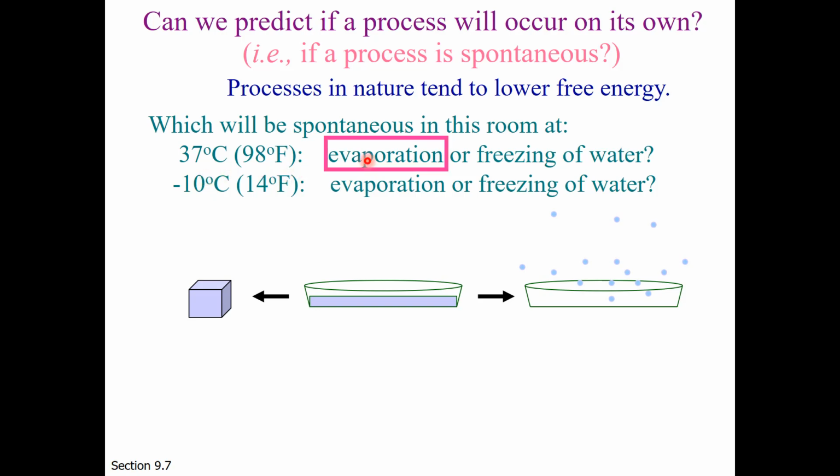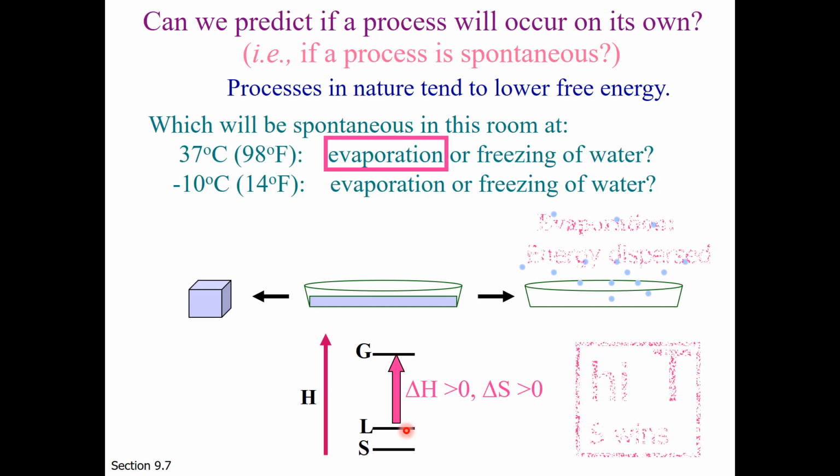We know that evaporation of the water will occur. Why is that? Well, if we look at the phase change for evaporation, it is from liquid to gas. This is what I would call a positive, positive scenario. And positive, positive is spontaneous when the temperature is high. That's because the increased entropy drives the reaction forward.